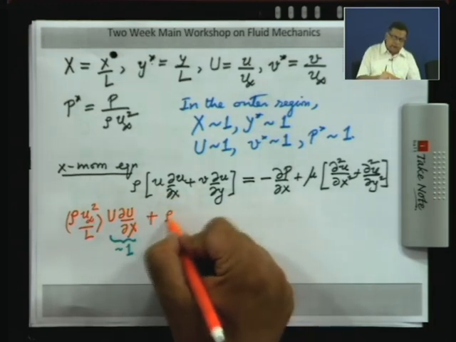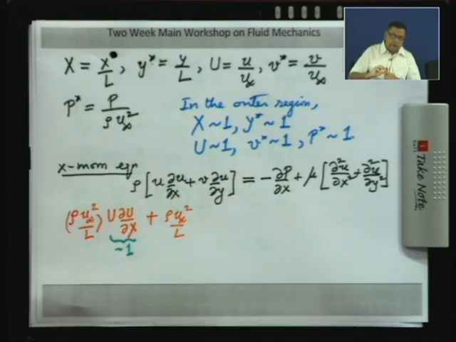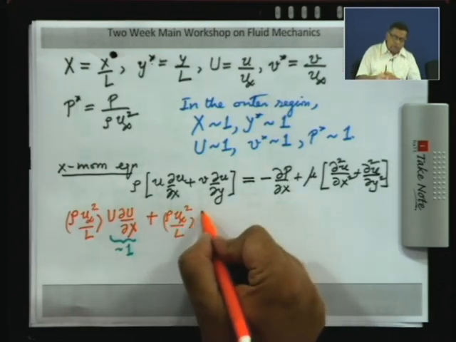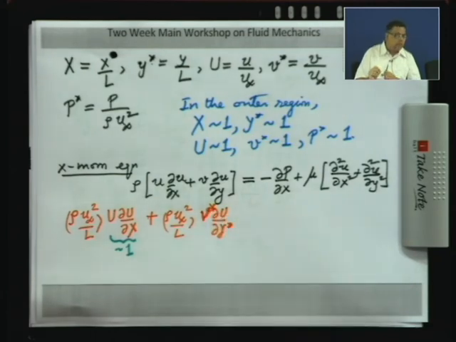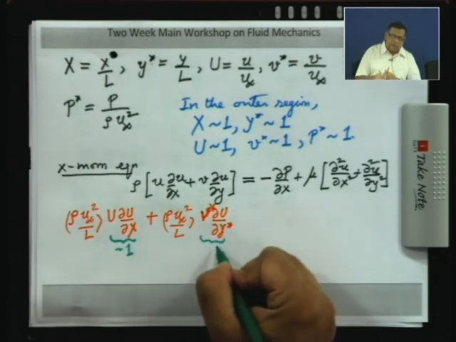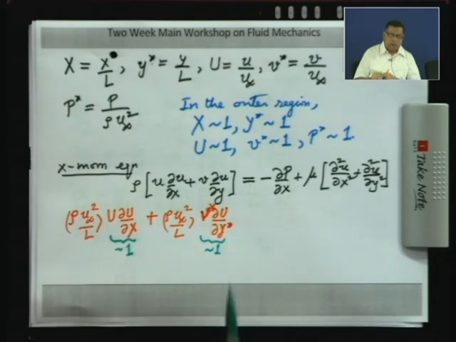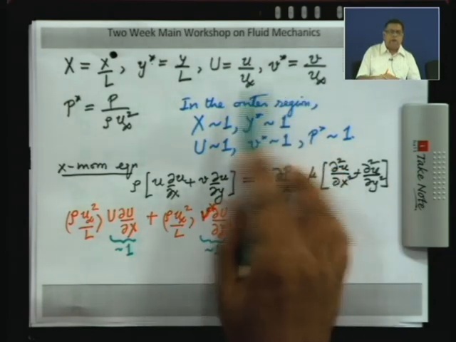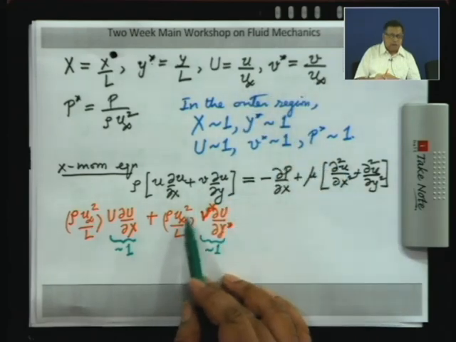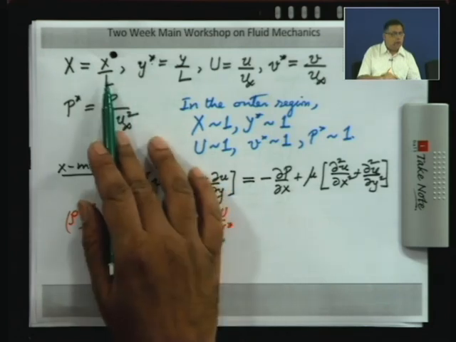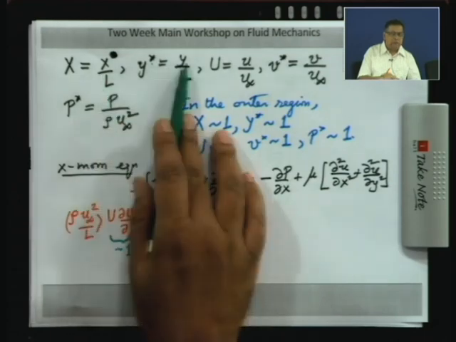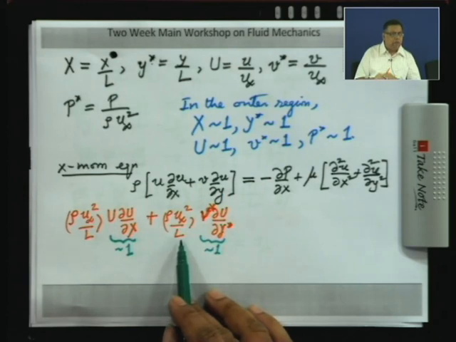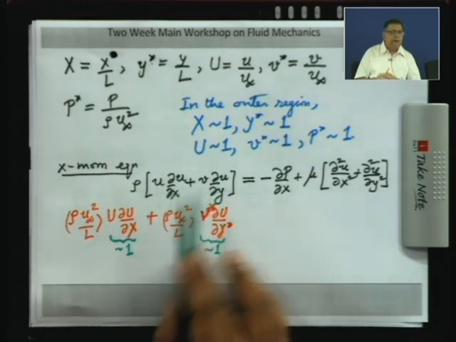Second term will have the same factor rho infinity square by L, and it will be multiplied by V star del U del y star. And once again this is going to be order 1. Now, since both the velocities u and v are scaled by the same quantity u infinity, you are getting u infinity square here, and both the non-dimensional coordinates x star and y star are the dimensional x and y scaled by the same quantity L, you are getting L over here. So, you can see that these two terms are same order of magnitude.